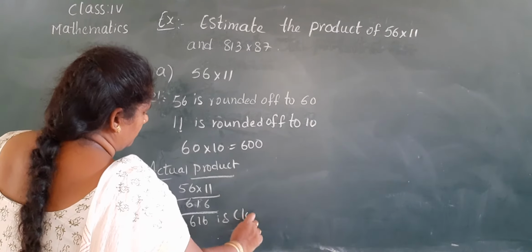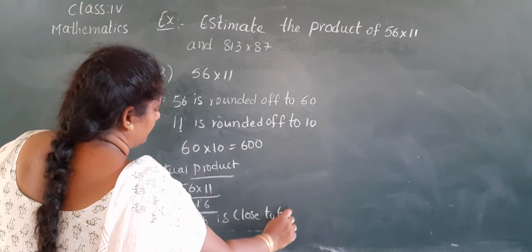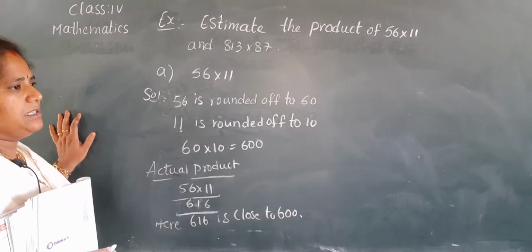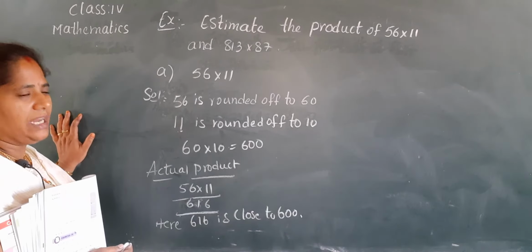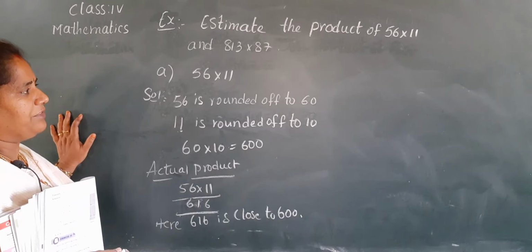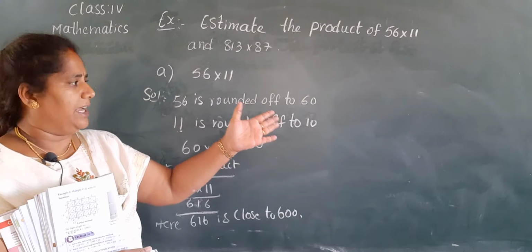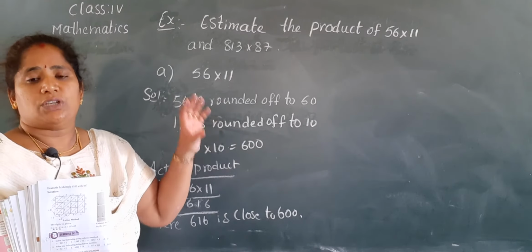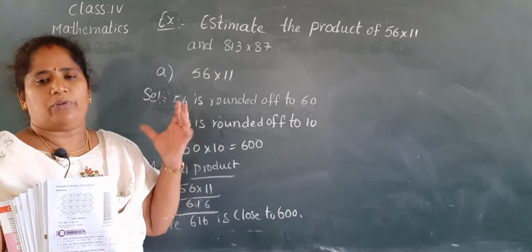is close to 600. So why do we use this estimation? To do the calculation quickly, so mentally we have to do it. 56 is rounded off to 60 and 11 is rounded off to 10. So 60 into 10 is 600. So we do the calculation in our mind quickly.